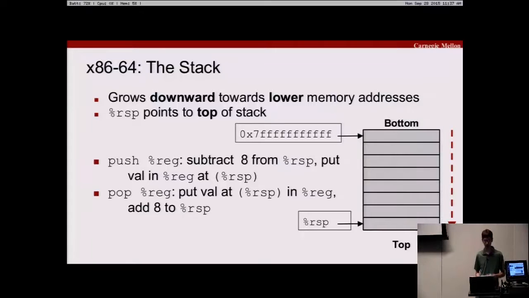And so we have 2 special assembly instructions, push and pop. Both of them just take 1 operand, which is a register. When you push, it subtracts 8 from the stack pointer, which means the stack gets 8 bigger because it's growing downwards. And it puts the value in the register at that address. So whatever value is stored in that register is written to that top slot of the stack. And then when you pop, you also give it 1 operand, a register, and it takes whatever value is at that address of the stack pointer and reads it into the register.